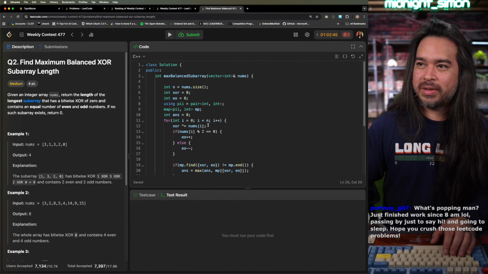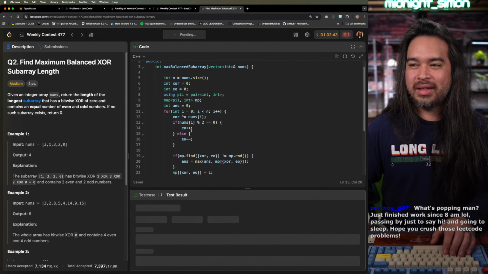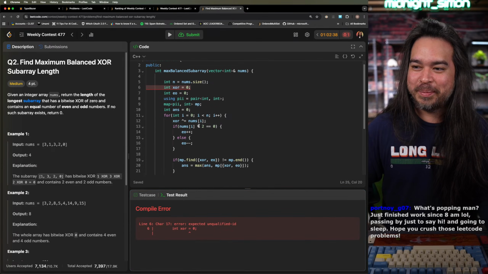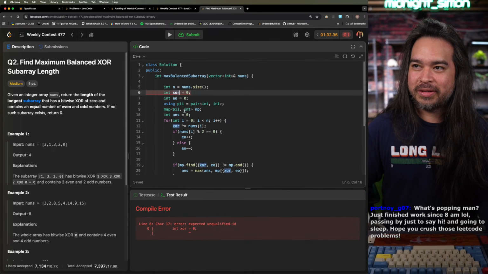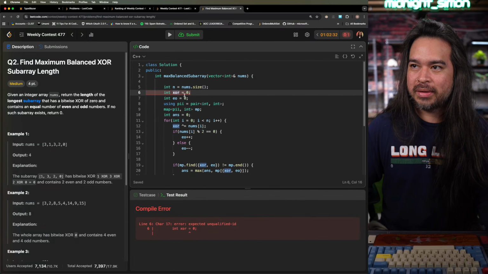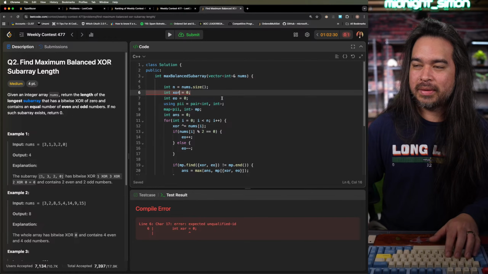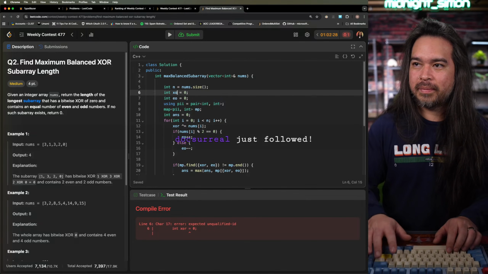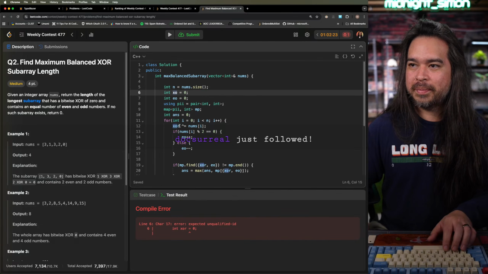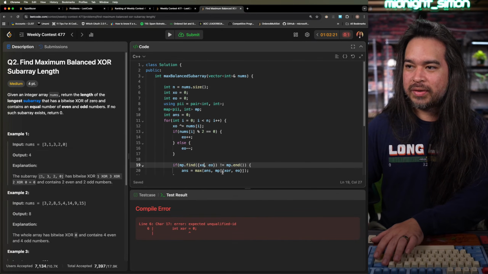Alright, so we're just gonna return the answer like that. I think I understand this, but I don't know if it's gonna work. I don't think I can call it XOR. What are they talking about, man? Can I call it XOR? I'm gonna just call it XO.